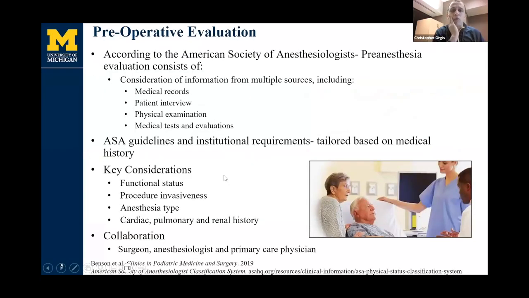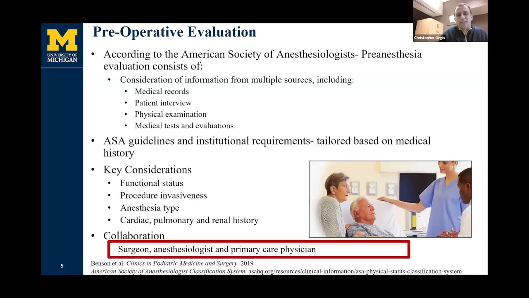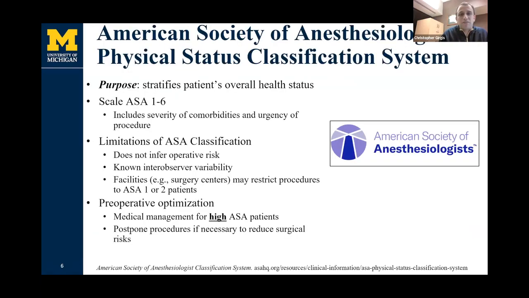When we go back and think about the American Society of Anesthesiologists requirements and recommendations, we learn about these all throughout school. One thing that's really important is that they do recommend that we obtain information from a wide variety of sources. Whenever you're evaluating a patient for surgery, we want to understand the medical records, patient interview, and physical exam, and then obtain medical tests and evaluations so that we can appropriately prepare our patients for surgery. Ultimately, it's going to be that collaboration between the surgeon, the anesthesiologist, and the primary care physician.